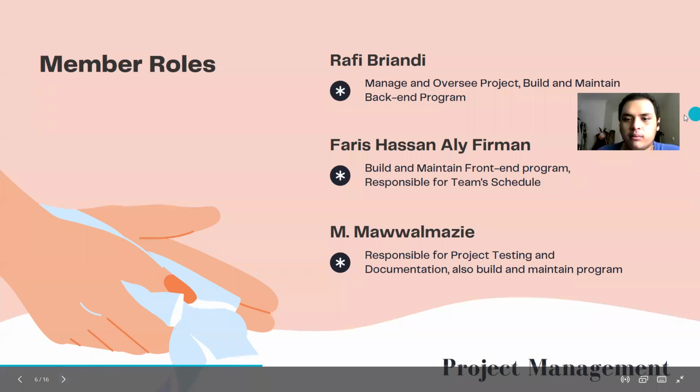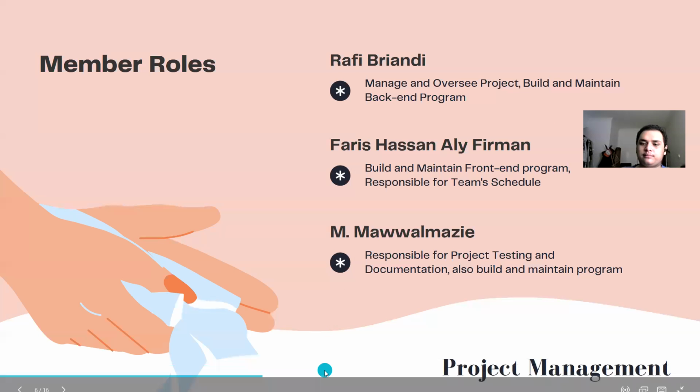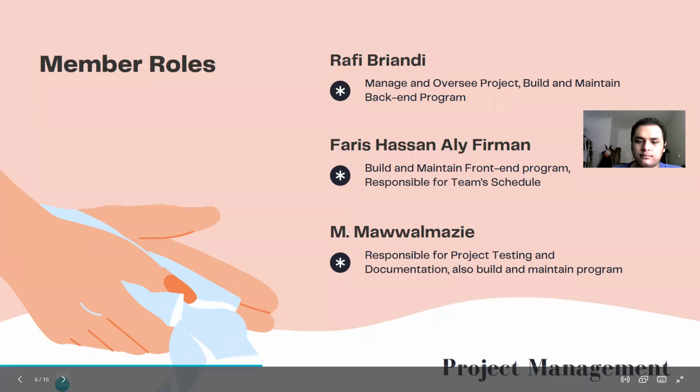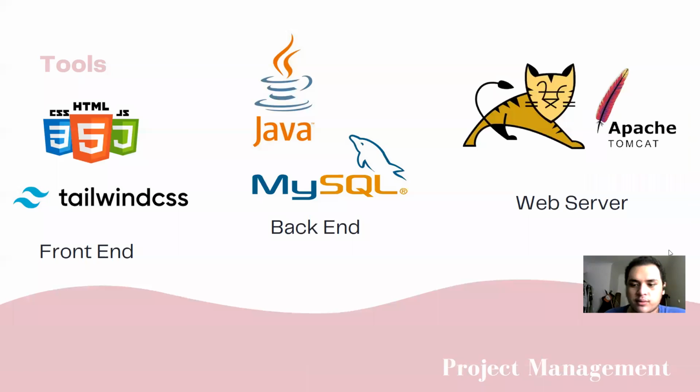Here are our member roles. Rafi Briandi will be our project leader, Faris, Hassan, and me, Maulmazi, as team members. We have a few tools that we use in this project. Our front end will be using CSS, HTML, and Tailwind. Our backend will be using Java and SQL, and our web server will be using Apache Tomcat.